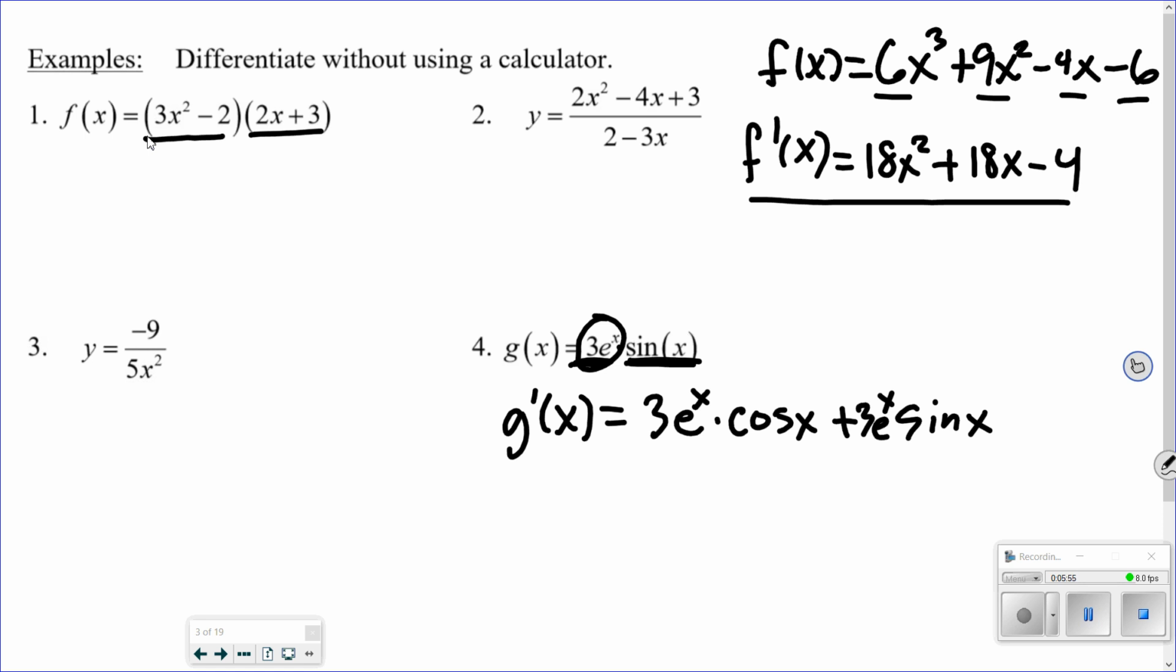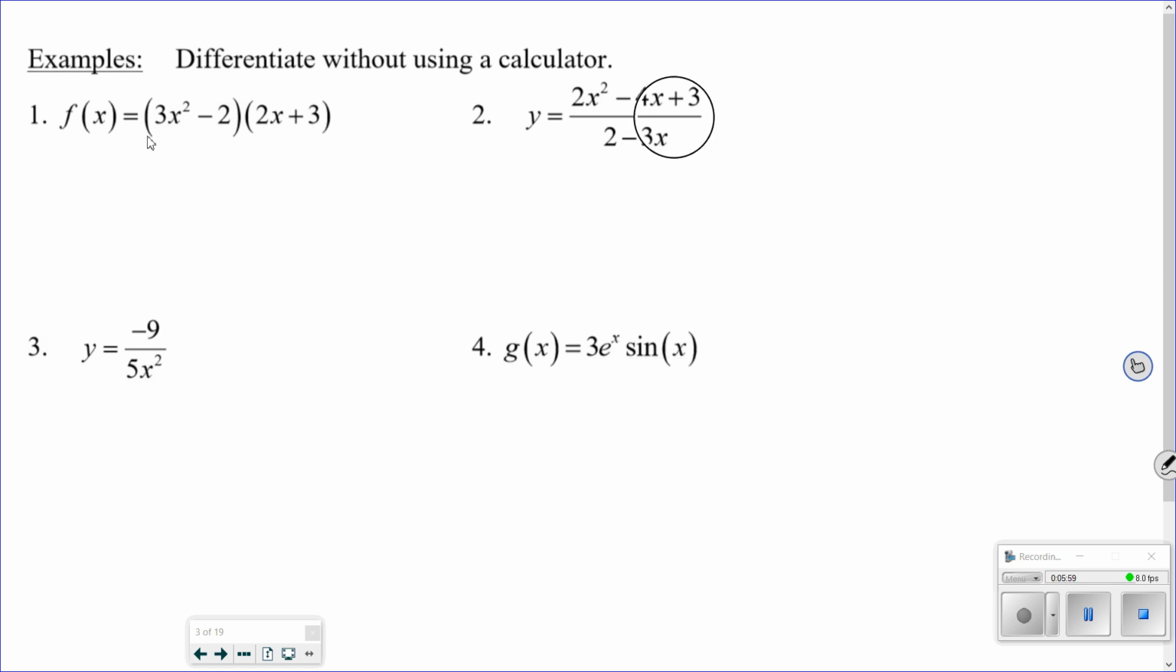Okay, let's look at number 2. We could try simplifying that so that I could do it term by term. But the problem is with that 2 minus 3x in the denominator, that makes it really difficult. To simplify that, you'd have to do long division, and it just gets messy and we don't want to. So instead, we're going to use the quotient rule. I know it doesn't show the quotient rule on this page, so make sure you have it in front of you, right there in your book, and watch as we go through here.